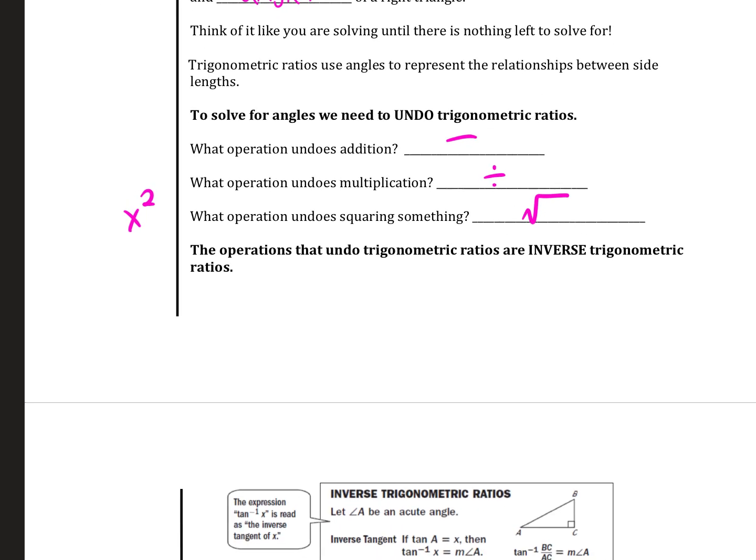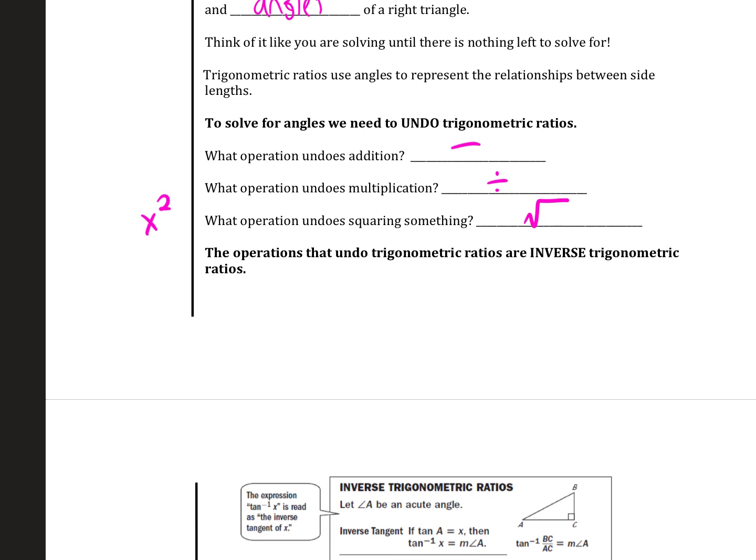And now we have some brand new ones here, okay? They're called inverse trigonometric ratios, and I'm going to write them here, but it's going to be a little weird. These are called inverse sine, inverse cosine, and inverse tangent, okay? The way we write these is a little goofy. I promise, it looks like a negative exponent, but it's really not, okay?